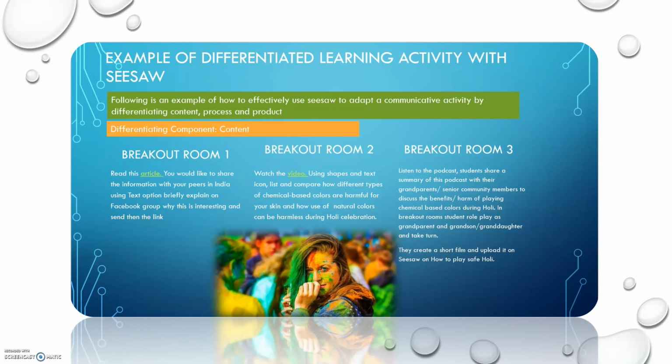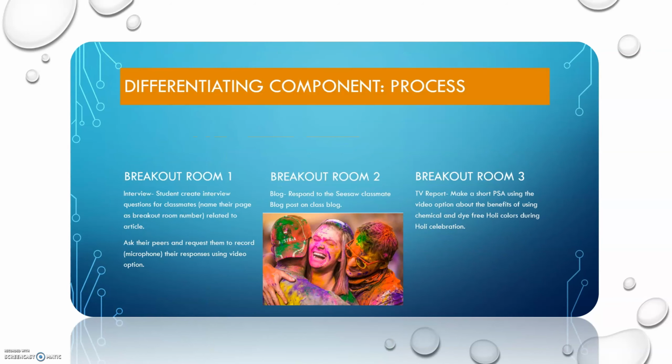This is an example of a differentiated learning activity with Seesaw. The differentiated component is content. The students are divided into 3 breakout rooms. In breakout room 1, the students are reading an article and working on their social media post. In breakout room 2, they are viewing a video and they are working on their infographic. In breakout room 3, the students are listening to a podcast and creating a podcast summary, which will later be shared with the native speaker community or their grandparents, and finally they will be working on a short film.